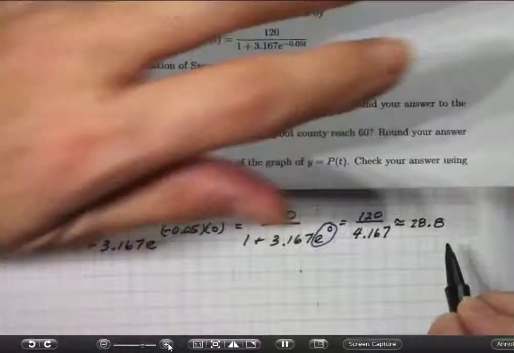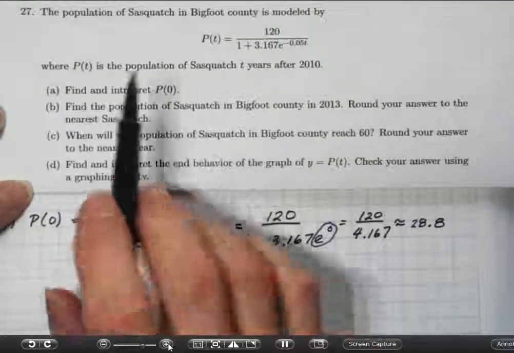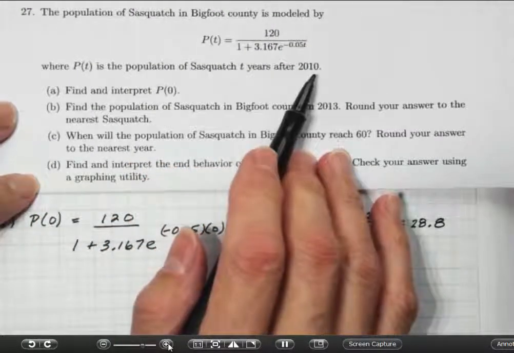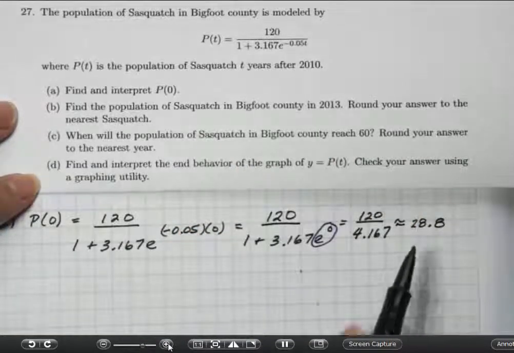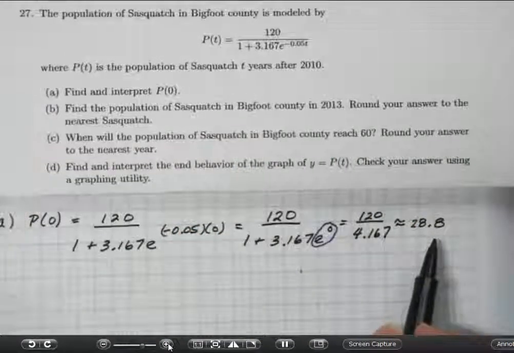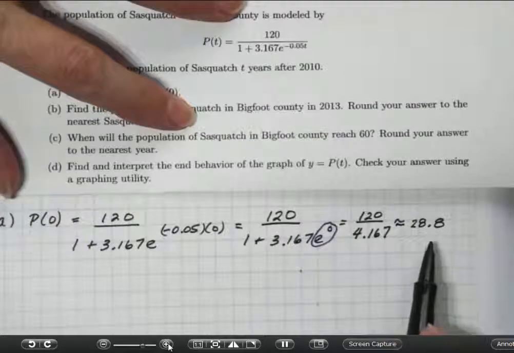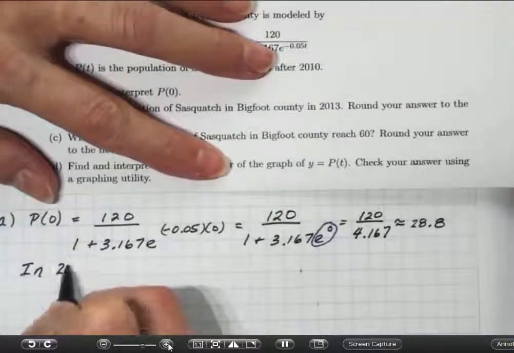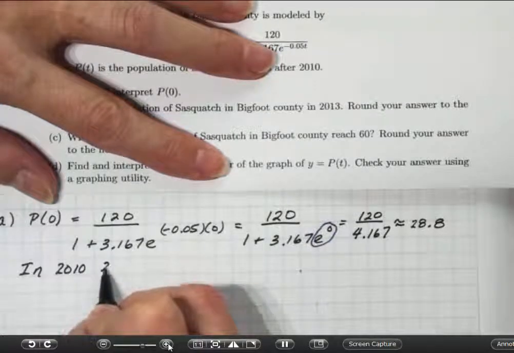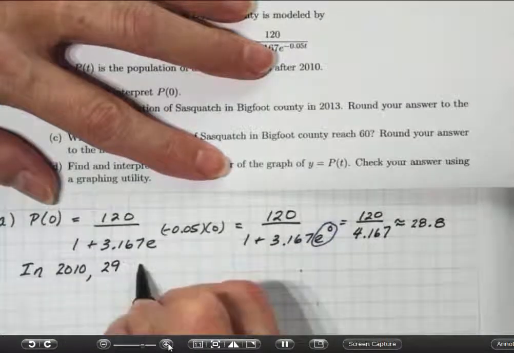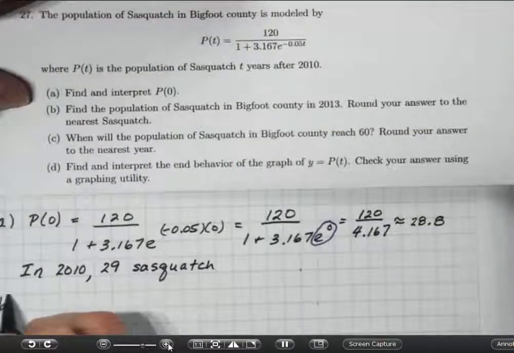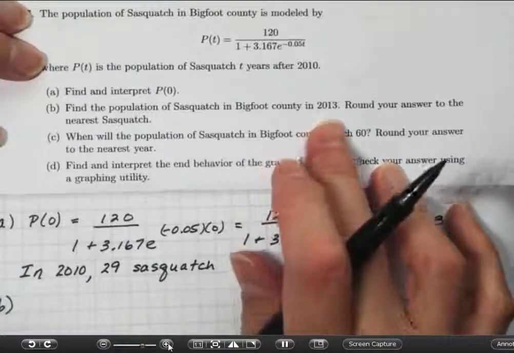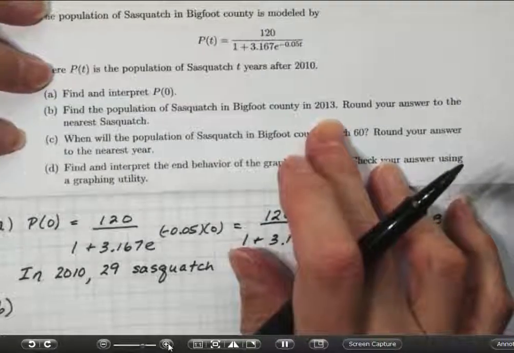Doing that on our calculator, we're going to come up with 28.8. And what does that mean? Well, P is the population of Sasquatch in t years after 2010. So that means that we're going to have 28.8 Sasquatch. Rounding that to the nearest full Sasquatch, it means that in 2010, there will be 29 Sasquatch. The second part of the problem says, find the population of Sasquatch in Bigfoot County in 2013. Round your answer to the nearest Sasquatch.